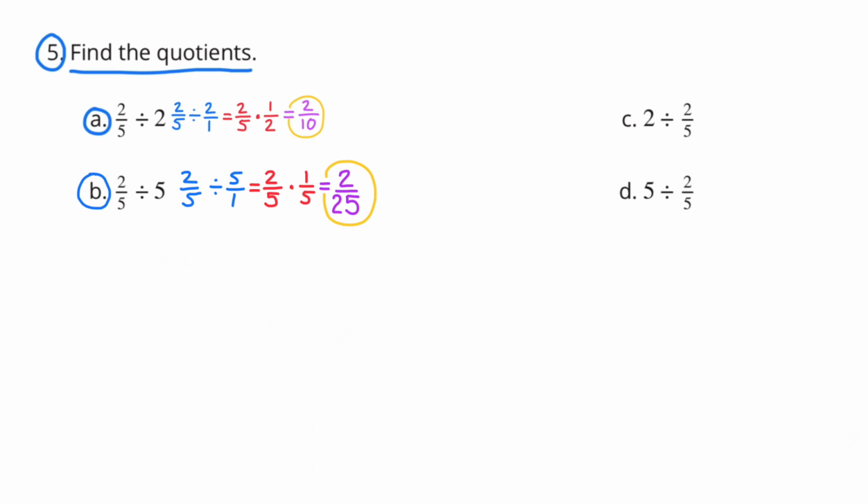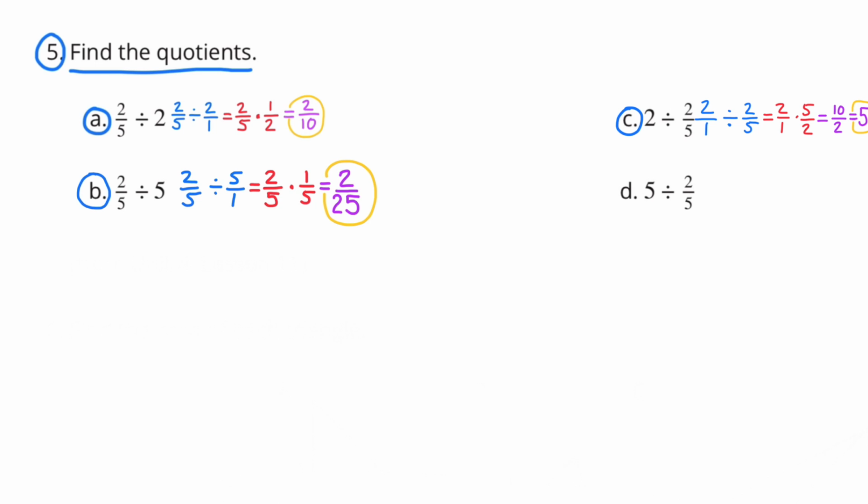B. 2/5 divided by 5. That's the same as 2/5 divided by 5 over 1. And again, we need to multiply 2/5 times the reciprocal of 5 over 1, and that is 1 over 5. So 2/5 times 1/5, and that equals 2/25, or 2 over 25.